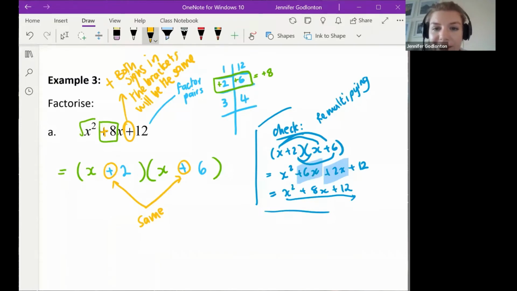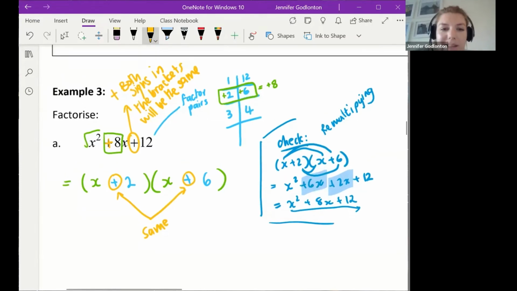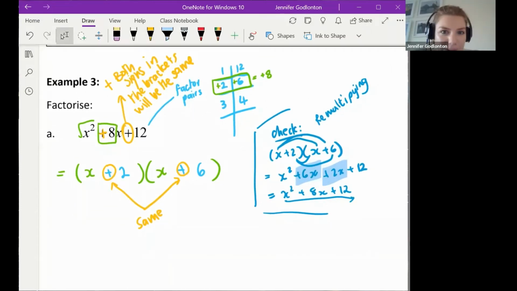So this is one way. In grade 9, I find that the factor pairs is the easiest way, but some of your teachers may have taught you a crisscross method. If you've done the crisscross method, please also feel completely confident to do that. That's 100% fine. And if anyone is uncertain about the way that they've done it in class, just let me know and we can talk through what you've done. So that is our first example on how to factorize a trinomial. That's our first way. Let's see if you can do one yourself.